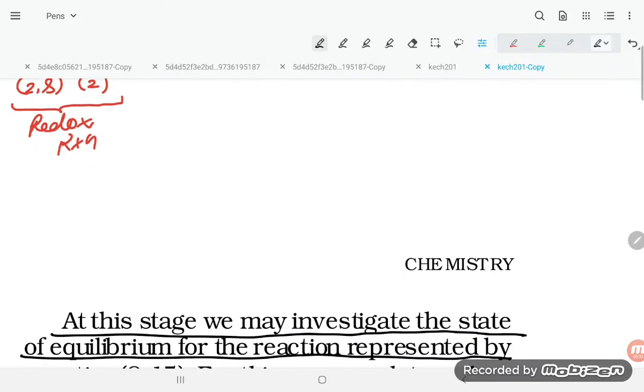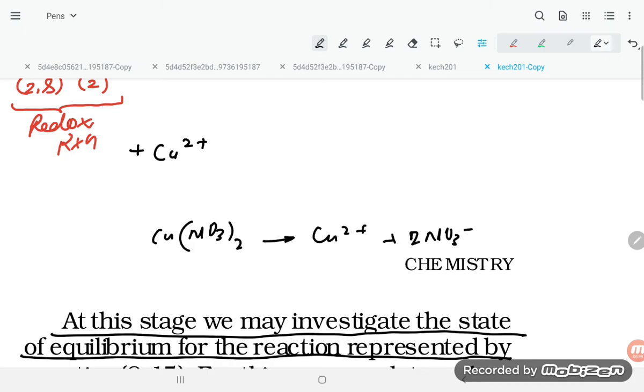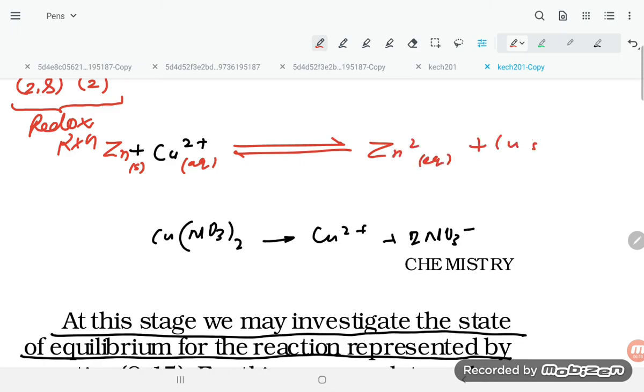So let's have a look over here. Cu2+ is there, because copper nitrate is in the solution. This is an electrolyte, so it will give Cu2+ and 2NO3-. And you are treating it with zinc metal, the solid, while this is aqueous. Now what is happening? This is an equilibrium, and it shifts, forming Zn2+ aqueous and copper solid, right?